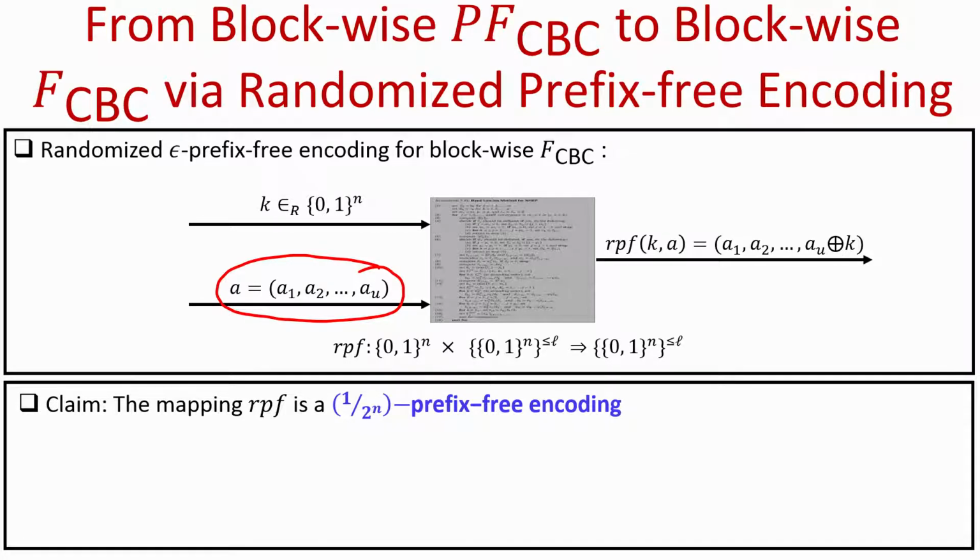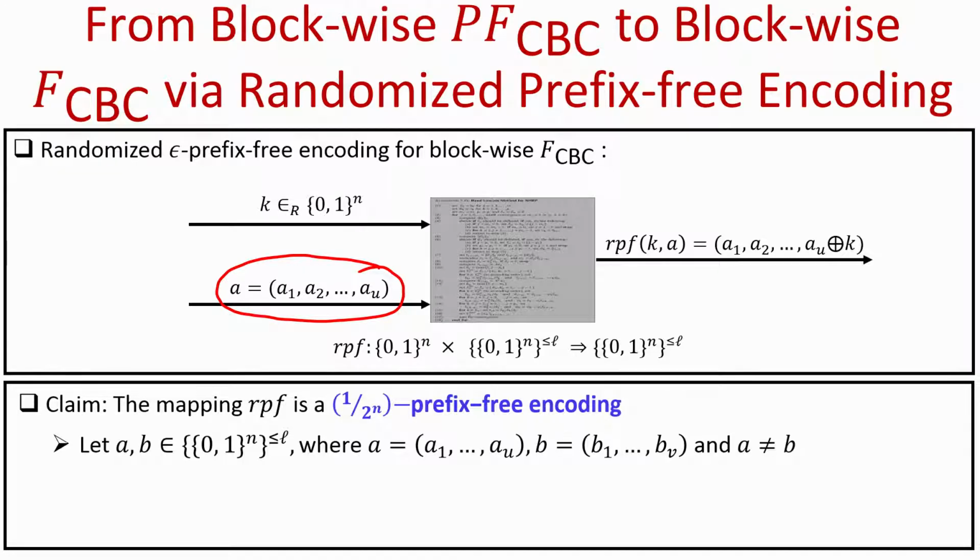That means the probability that an adversary who does not know the value of k can come up with two inputs A and B such that either the encoded A is a prefix of encoded B or vice versa is upper bounded by probability 1 over 2 power n, which is definitely a negligible function in the security parameter, right. So, let us prove that.